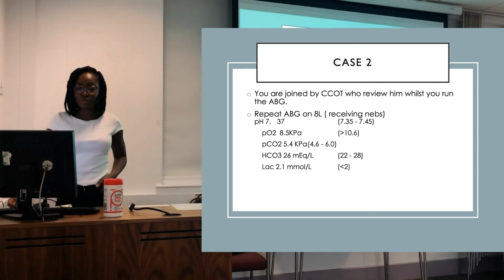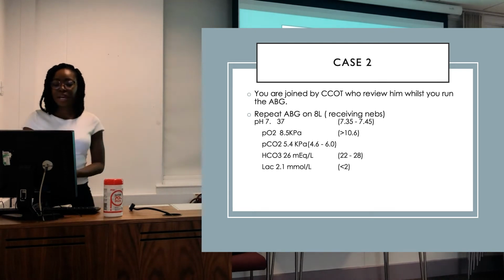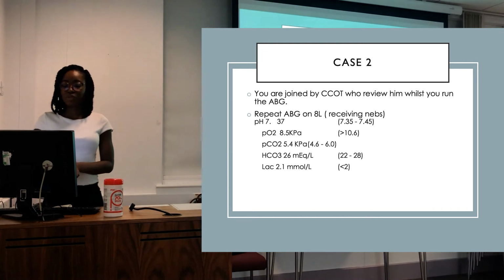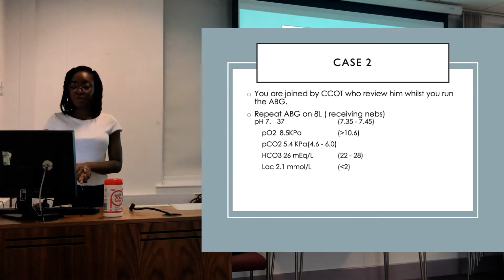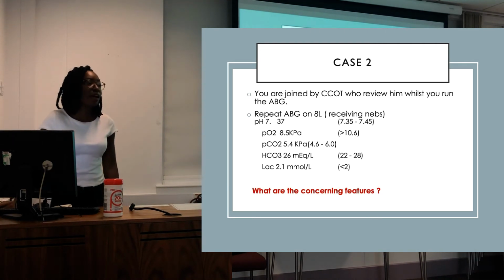So you come back with your repeat ABG, which was on 8 litres because he was receiving nebulisers, and his pH is 7.37, his PO2 is 8.5, PCO2 is 5.4, bicarb 26, and his lactate is 2.1. What do we think about this ABG?